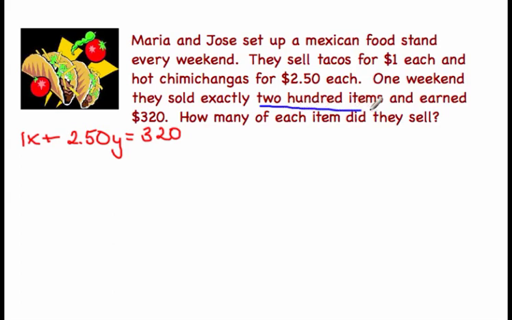200 items. Now, what kind of items were they selling? Well, they were selling tacos and chimis. So if we take all of the tacos that they sold plus all of the chimis that they sold, that would equal 200. Now we can solve this system by using elimination. It's set up, and what we could do is cancel our x values by multiplying by -1. So our top equation would stay the same, 1x plus 2.50y equals 320.